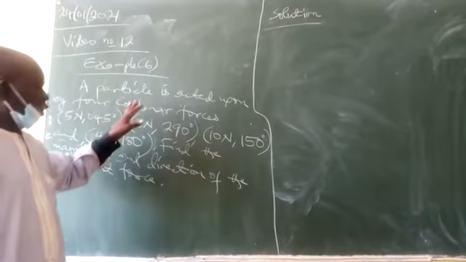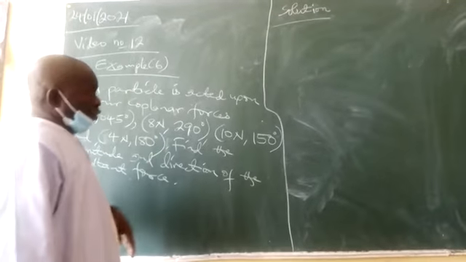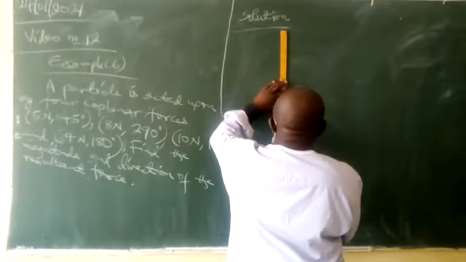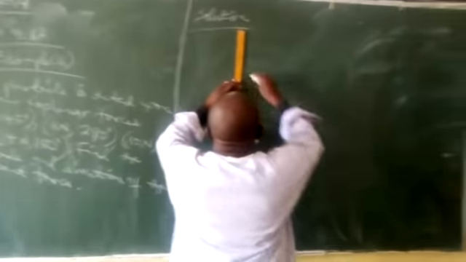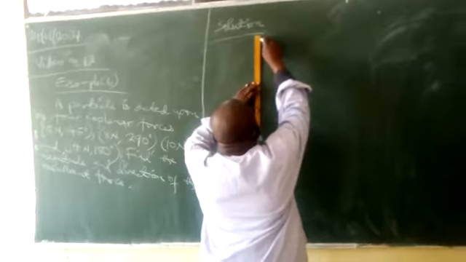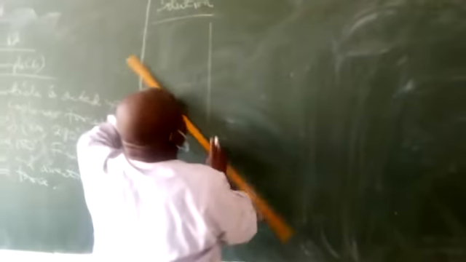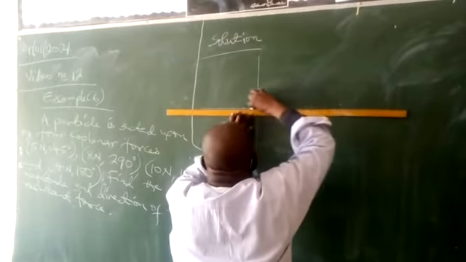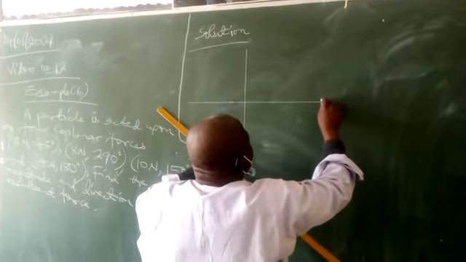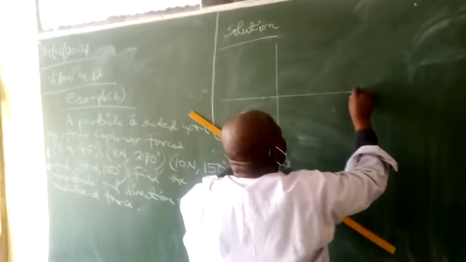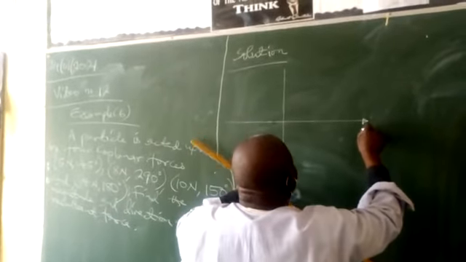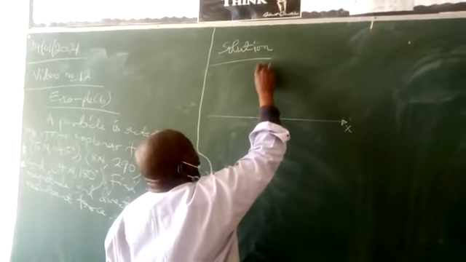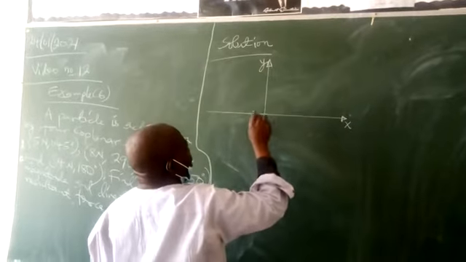Here we have to draw the first diagram of the question. We start by drawing the coordinate system. This is X. This is Y. Origin.